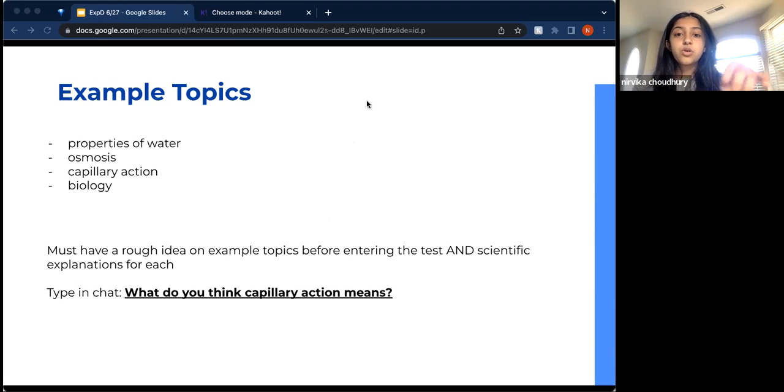So basically, before you go into the experiment, you should research a little bit. There were around three or so times this year that capillary action was on it. So that's definitely a big one that they ask for.